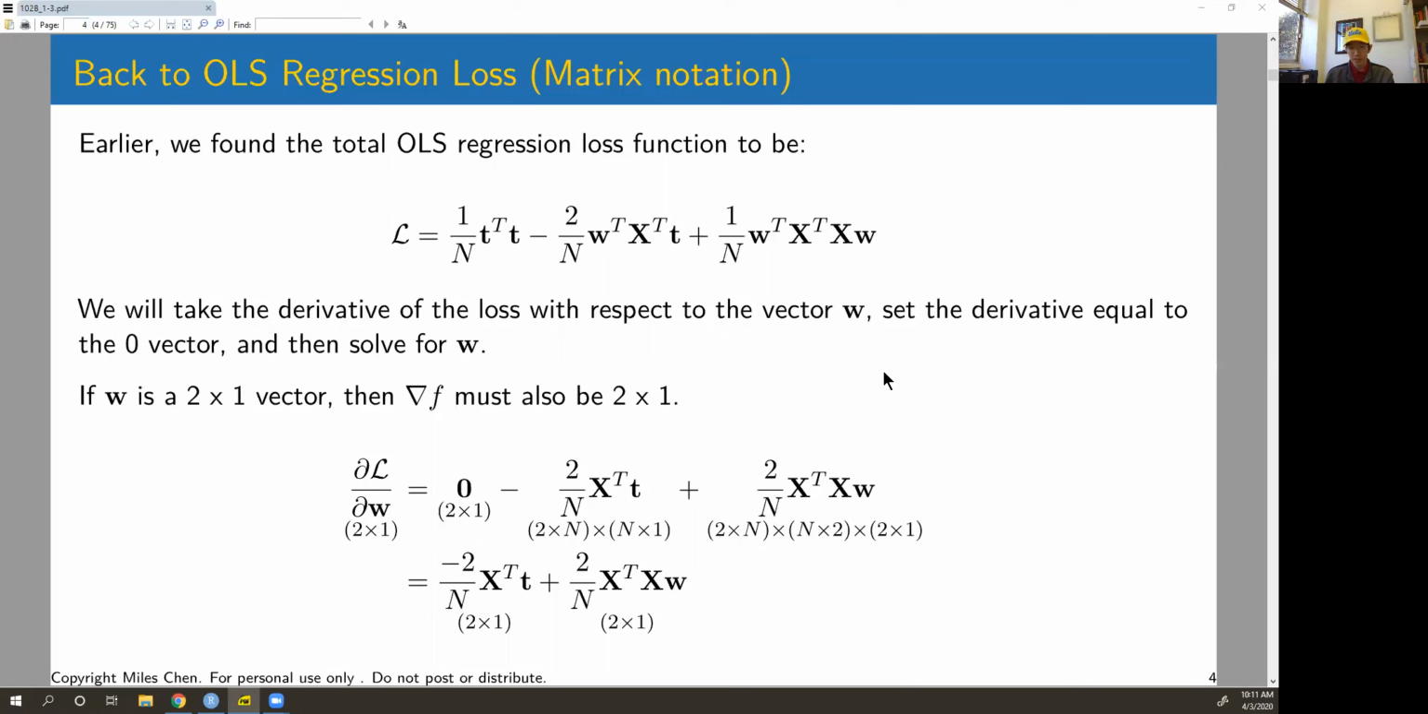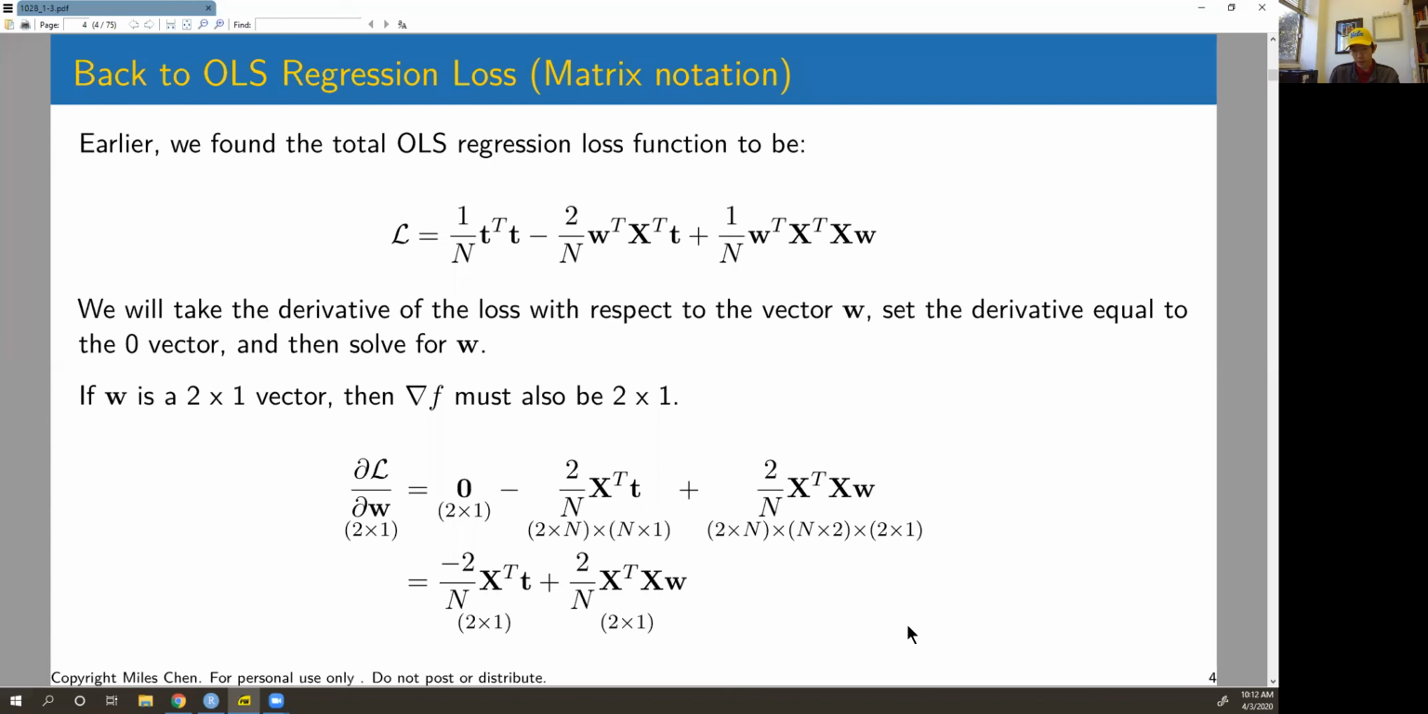All right, if you're feeling good, then we've found the gradient. The next step is to set this gradient equal to 0. I wrote the derivative, but I should say gradient. Set the gradient equal to 0, and then solve for w. That's what we're going to do.